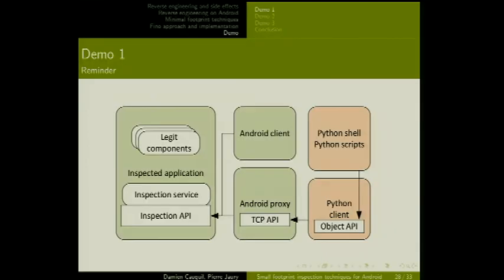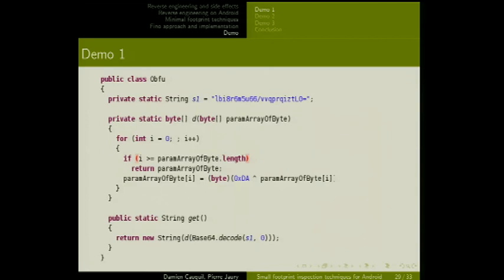So demo one, we just use the Python API to communicate with the remote application. In this remote application, you have a dedicated class called opfoo, and this class handles all the obfuscation stuff. It's a bit of easy obfuscation, because we are just using some exclusive OR encryption. But we are going to deobfuscate the string very easily using our tool.